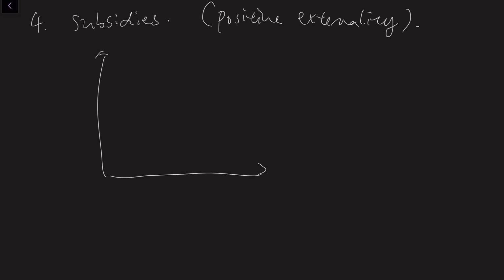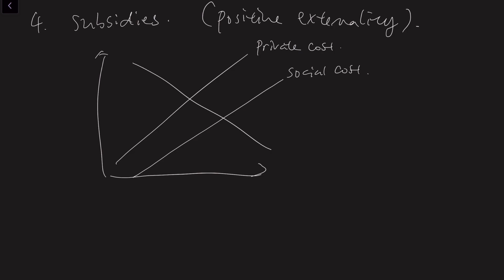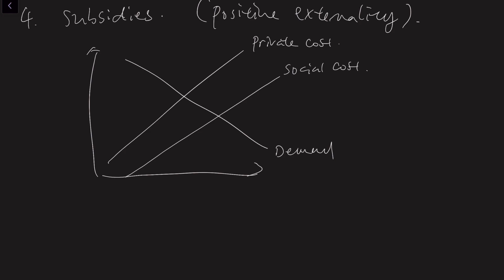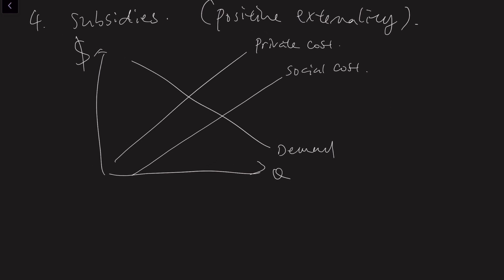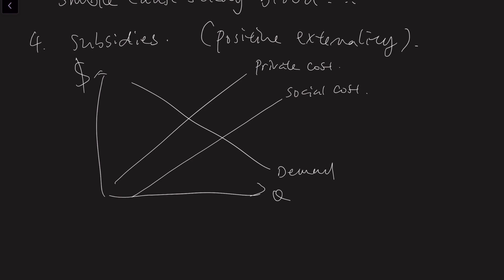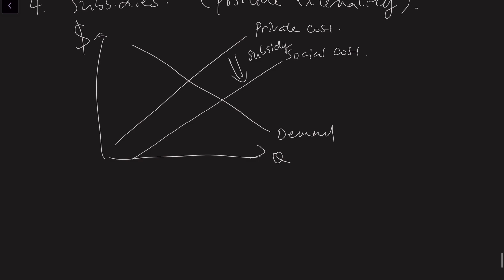If we have a positive externality, so in production, we have a private cost. We also have a social cost. And then we have a demand. Okay, so as you can see, the social cost is actually lower than the private cost. So we can just give firms a subsidy to decrease their cost of production. And what is this? This shifts supply to the right.